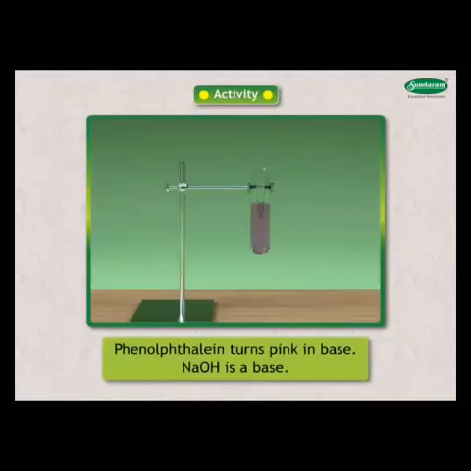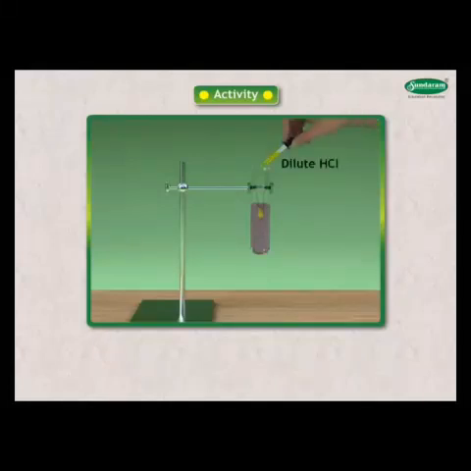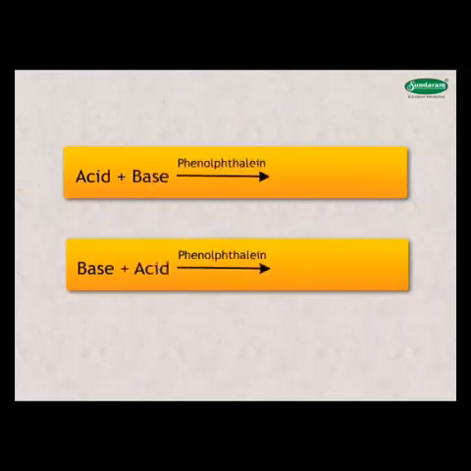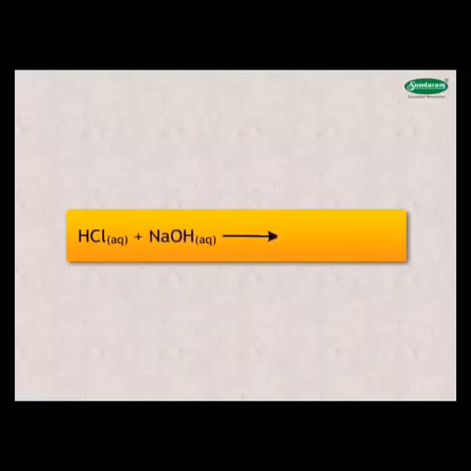Why do you think the color has changed? Phenolphthalein turns pink in base. NaOH is a base. If you add dilute HCl to the solution, will you be able to note any color change? It becomes colorless again. Effect of acid is neutralized by base and vice versa. This is indicated by phenolphthalein, the indicator. The chemical reaction taking place can be represented as HCl aqueous plus NaOH aqueous gives NaCl aqueous plus H2O.